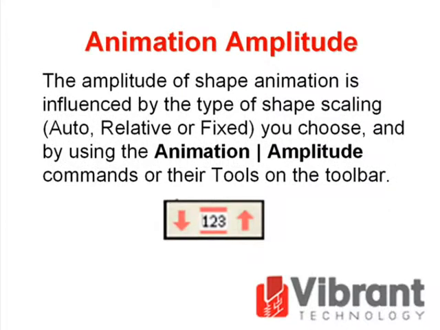The amplitude of shape animation is influenced by the type of shape scaling you choose, and by using animation amplitude commands or their tools on the toolbar. Regardless of which scaling is used, you can always change the amplitude of deformation or arrows animation by using the Animate amplitude commands. The amplitude value can be changed in increments of 1 between 1 and 5, and in increments of 5 above a value of 5.